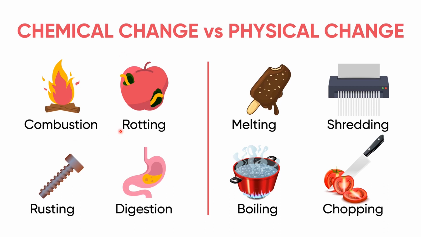And in the case of chemical change, you can see that combustion is one of the examples, like burning of wood, where it has changed to ashes and it is an irreversible reaction also. So this is an example of a chemical change. Then rotting, then rusting, digestion process, these all processes are the chemical changes.